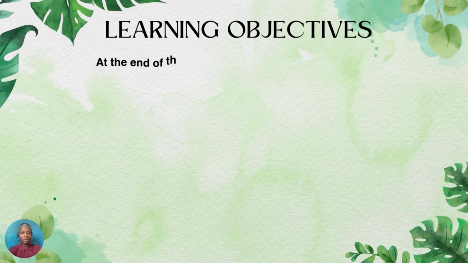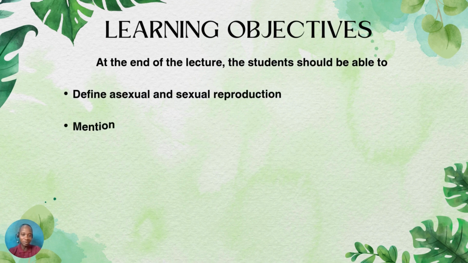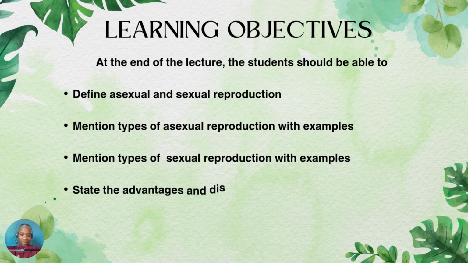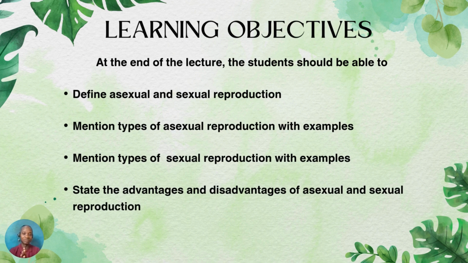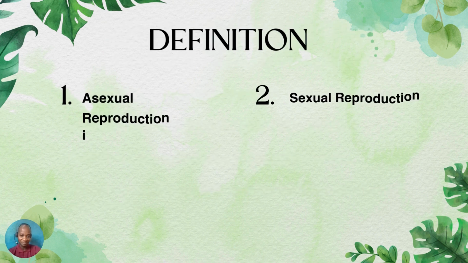First of all, we're going to look at the learning objectives of this class. At the end of the lecture, the students should be able to define asexual and sexual reproduction. Mention types of asexual reproduction with examples. Mention types of sexual reproduction with examples. State the advantages and disadvantages of asexual and sexual reproduction. So let's go to the class proper. So we'll go into definition.